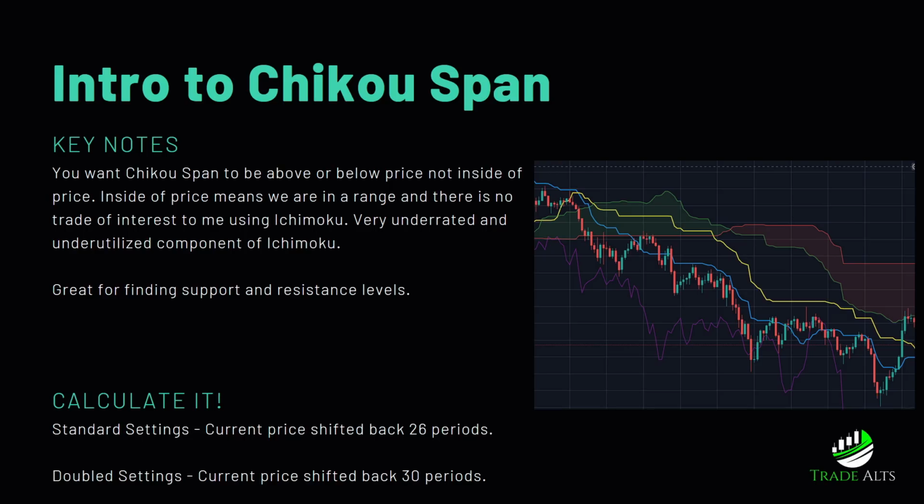And you're using Chikou span to find support and resistance as well. So this is pretty crazy. That's why I say it really deserves its own video. But that's for standard settings. And then for double settings, it's the current price shifted back 30 periods.